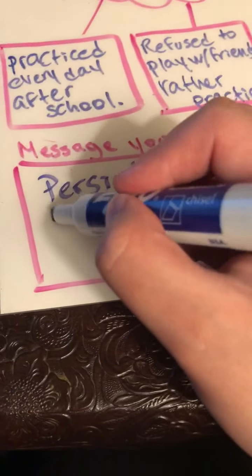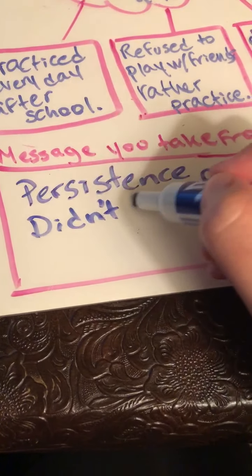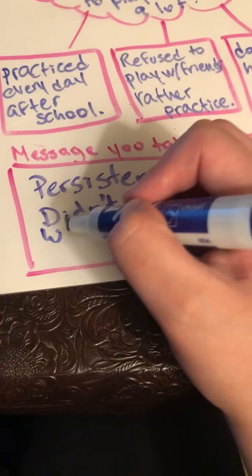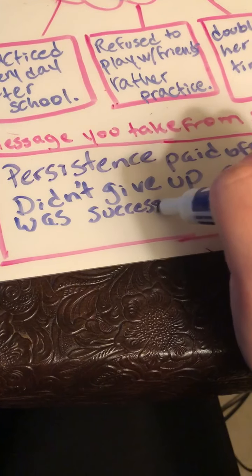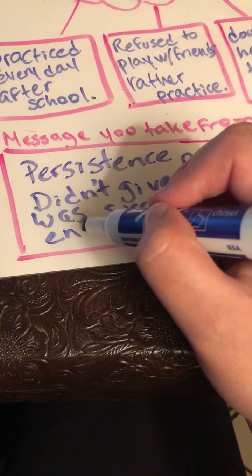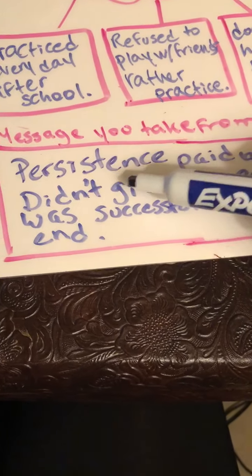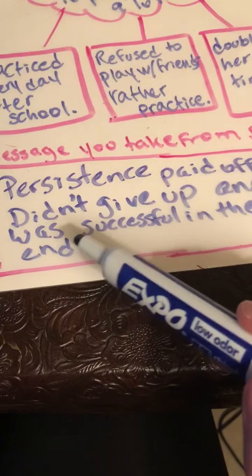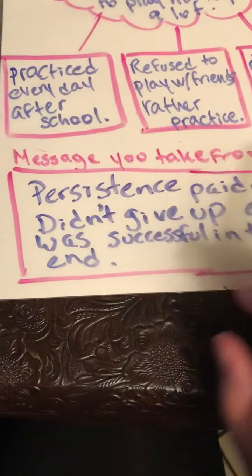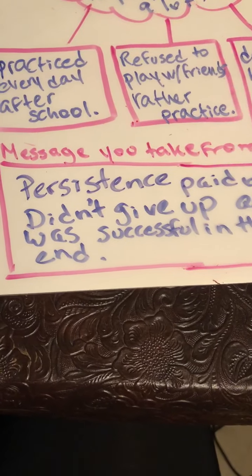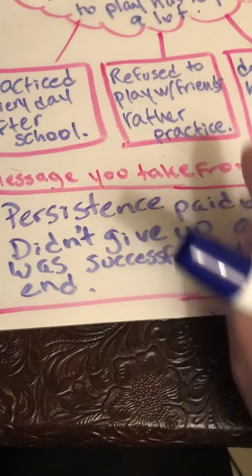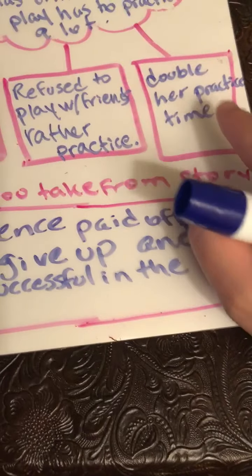Or you might say, she didn't give up and was successful in the end. So your message might sound a little bit different. It could be persistence paid off, or she didn't give up and was successful in the end, or didn't let something difficult stop her. But they're all similar. In the end, she was successful. In the end, she was able to play the piece, all because she practiced every day. Instead of playing with friends, she decided to practice. She even doubled her practice time.